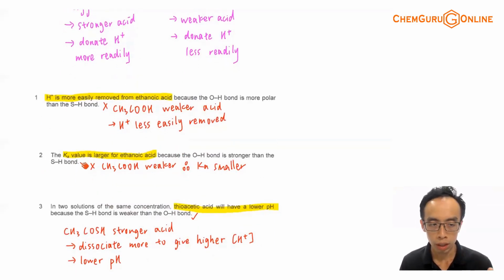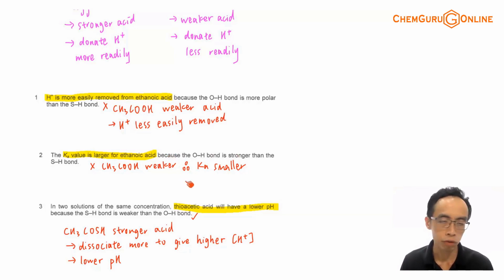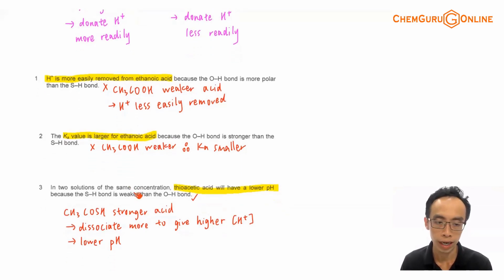Statement 2: the Ka value is larger for ethanoic acid. Again, once we take note of this first portion, which is already wrong, ethanoic acid is a weaker acid, so its Ka value is supposed to be smaller. Straight away we can reject it, and whatever comes after that is not relevant, because the first statement itself is already false. So statement 2 is also not the answer.